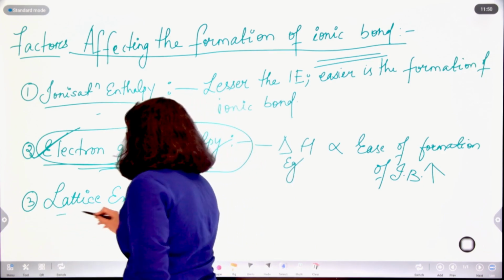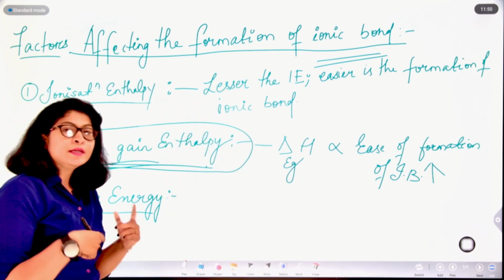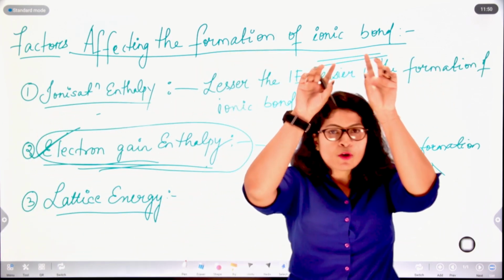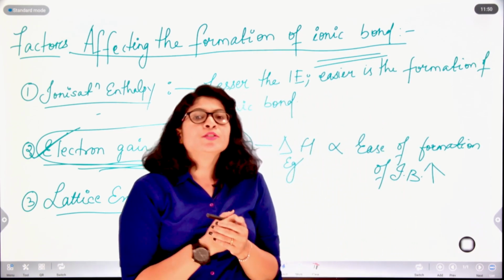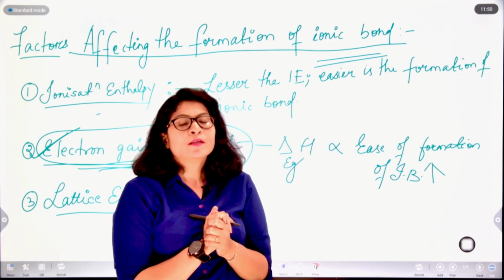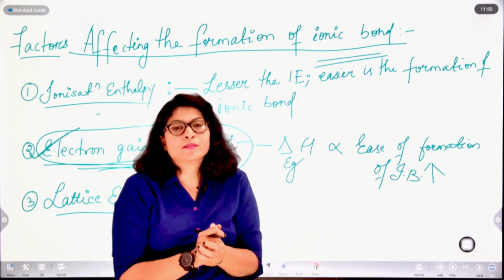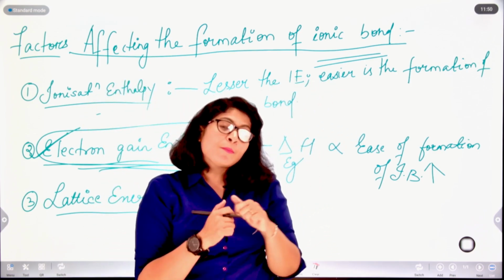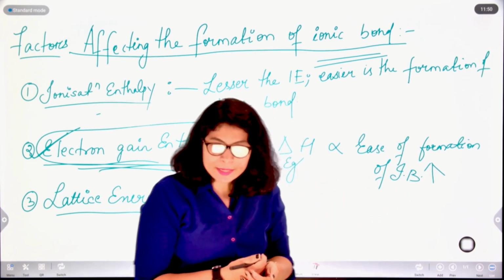Next is lattice energy. What is lattice energy? Lattice energy is basically the amount of energy released. We can understand it in two ways. When Na plus and Cl minus come together, they form a three-dimensional structure, which we call a lattice. The amount of energy released during that is called lattice enthalpy. Or if I am supplying some amount of energy to break that lattice, that can also be called lattice energy.